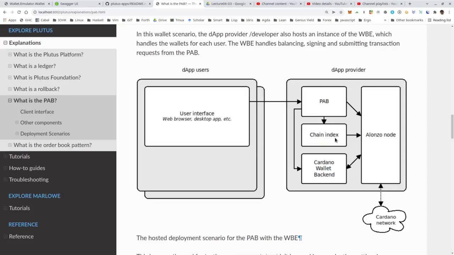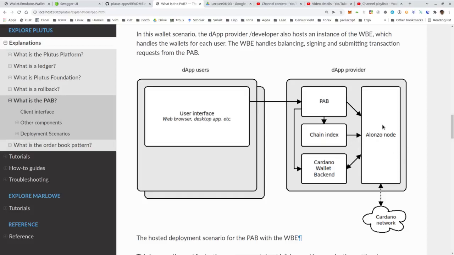So the chain index is something like a lightweight version of dbsync, and dbsync is a way to save the whole blockchain, all the information contained in the blockchain, in an SQL database. So the chain index is somewhat similar, and it will allow us to do things like look up the datum belonging to a given datum hash. So the Cardano node can't do that.